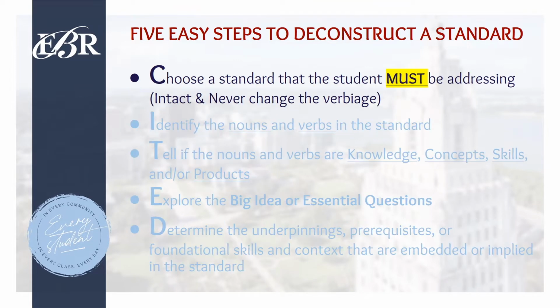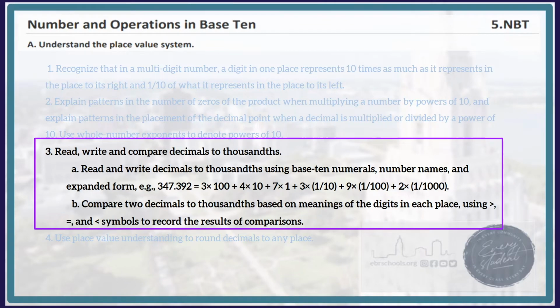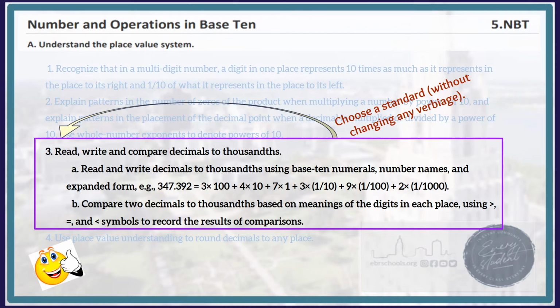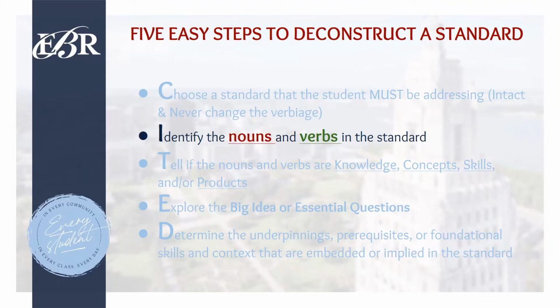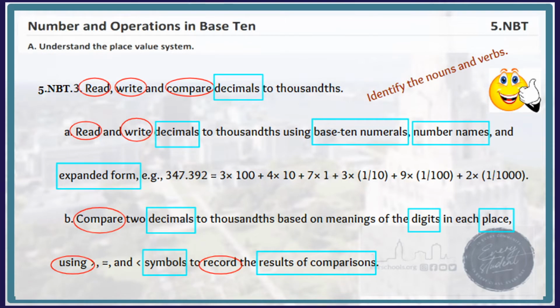First step, you have to choose a standard that the student must be addressing. It has to be intact and never change any of the verbiage. Now that you have selected a standard that the student should address, you will read the standard to identify the nouns and the verbs. You can either circle all the verbs or box all the nouns or color the nouns red and color the verbs green, however you will do it. And it's not that hard, right?